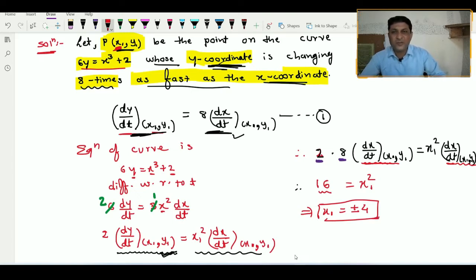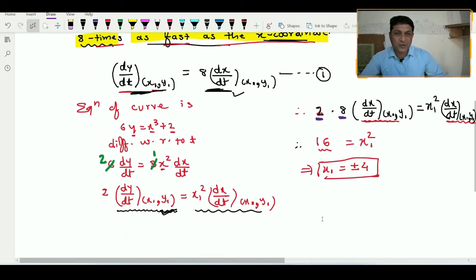For these two values of x1, now we are trying to find y1. The question is also to find the point on the curve which satisfies the condition that the y coordinate is changing 8 times as fast as the x coordinate, and that required point we have denoted by P(x1, y1). x1, y1 are nothing but the coordinates of that point. So the value of x1 is known to us. Now we are trying to find the value of y1.